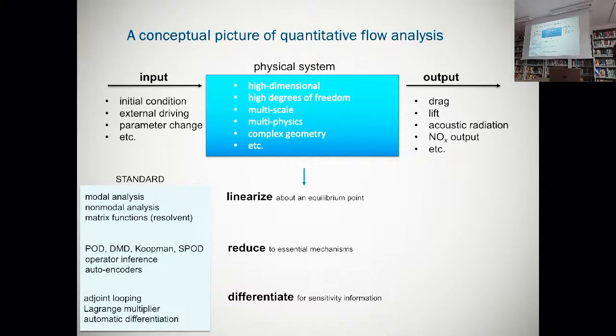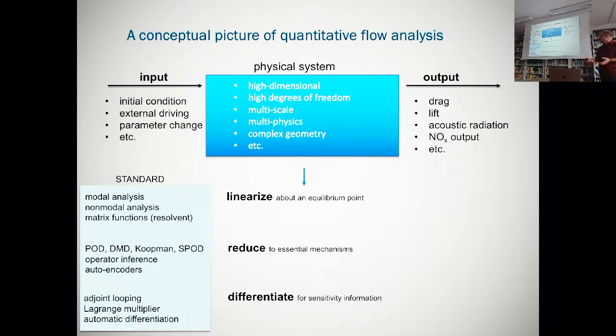Of matrix functions, for example, resolvent analysis is a very popular way of seeing what happens around the linearization point. Reducing down to essential mechanisms, we also have a whole toolbox of standard techniques. POD, DMD, Koopman, SPOD. If you want to go a little bit more complicated nowadays, operator inference, or now with machine learning. There are also ways to do that.